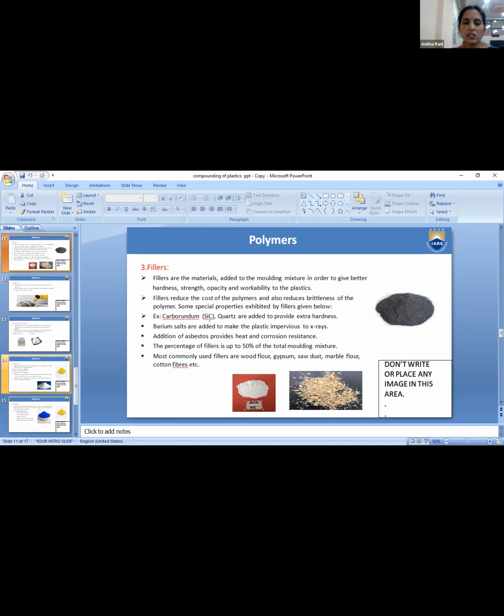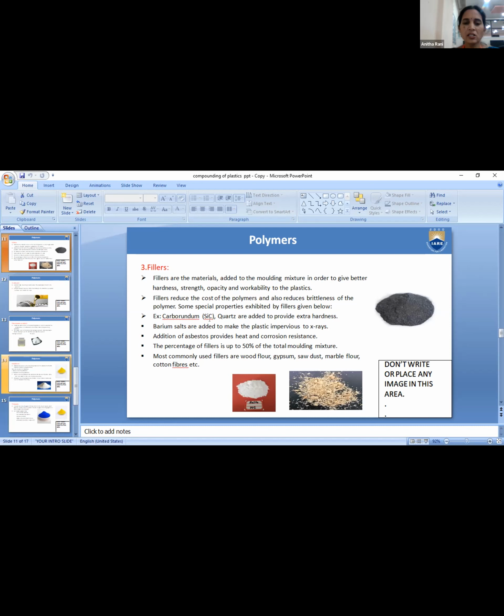Discussion: compounding of plastics. So what does compounding of plastics mean? It is the process of adding ingredients to the resin, to increase the physical properties of the molded products. Physical properties means, for example, increasing the hardness of the plastic resin.